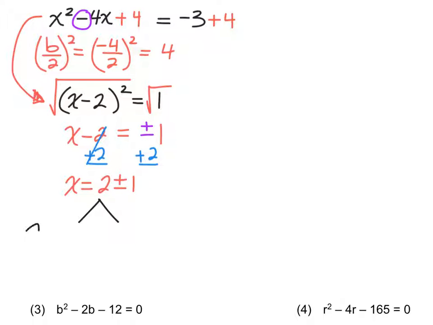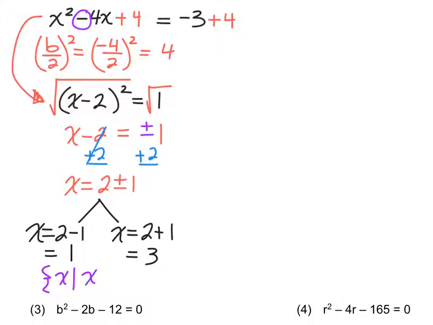Because at this point you could branch it off and look at the 2 cases, x equals 2 minus 1, x equals 2 plus 1. So 1 and 3. So my solution would be x such that x is equal to 1 or 3.